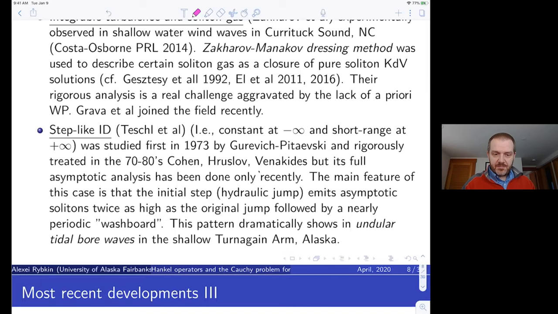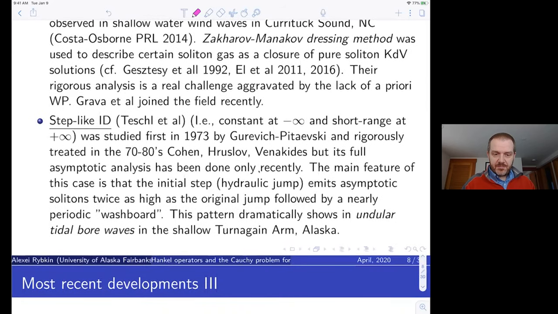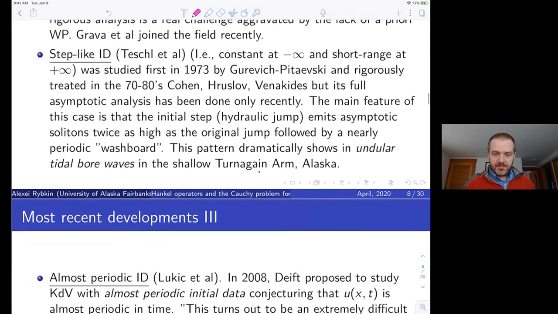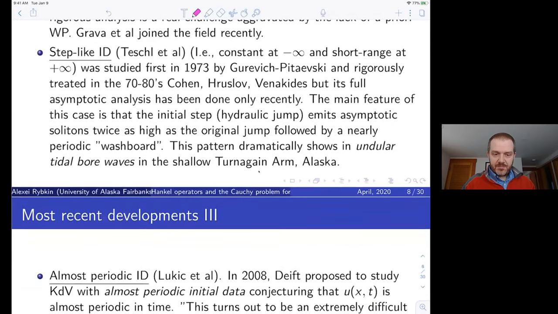And also for over 10 years, Gerald Teschl with his numerous team has been involved in so-called step-like initial conditions. It's when the potential tends to a constant at minus infinity and zero on the other end, a kind of step function, a hydraulic jump, if you can call it. It was first studied by physicists and then by different mathematicians within a couple of decades, and it's still an ongoing activity.